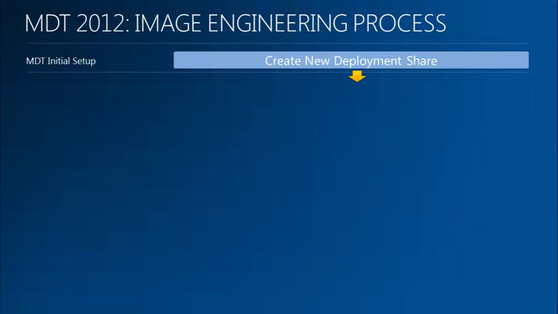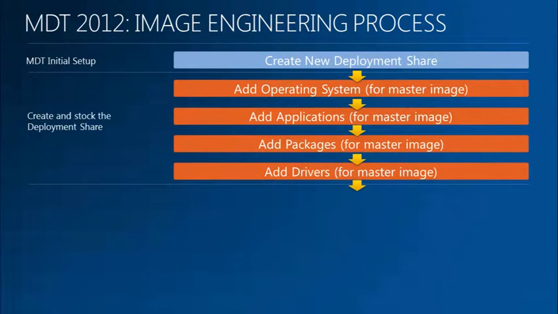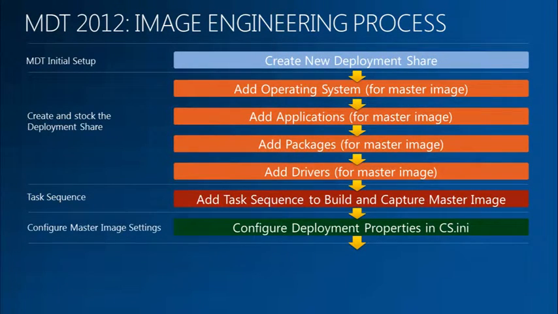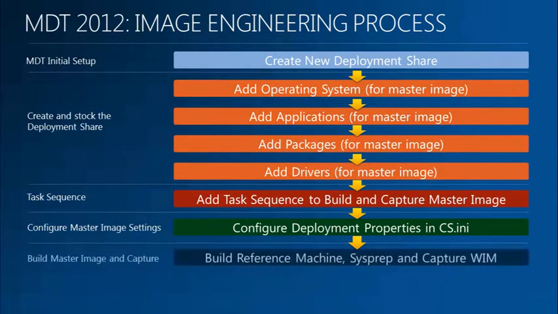The process is pretty simple with using MDT. We create a deployment share in the MDT environment. We stock it with a whole bunch of source material, so the operating system. So this is a vanilla operating system from the DVD, the enterprise operating system. We add applications to MDT. We add packages, so updates, hotfixes, languages, and drivers. Any drivers we need, we can add into MDT. We then build a task sequence for creating that image, creating that machine. We can make some changes to a file called customsettings.ini within MDT to configure how the image is built. And then we build it, sysprep it, and capture it back to the MDT server as an image.